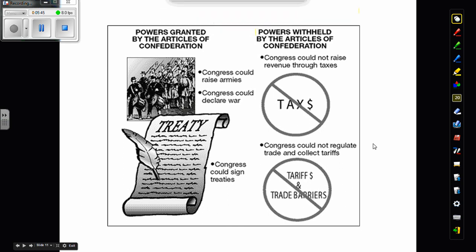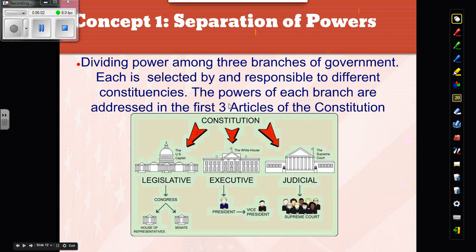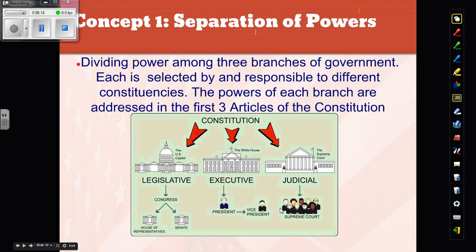So Congress was limited under the Articles of Confederation in what they could raise through taxes and what they could do. But there were a lot of powers that were withheld. And so let's talk about the three branches of government that are created in this new Constitution. So separating the three branches, you had not just the legislative branch, but you had a bicameral legislature, and then you had the executive branch, which is our president, and the judicial branch, which is the Supreme Court.